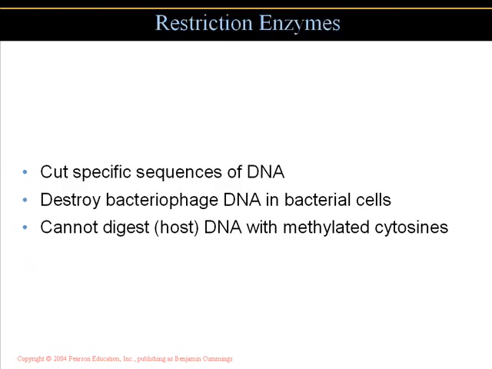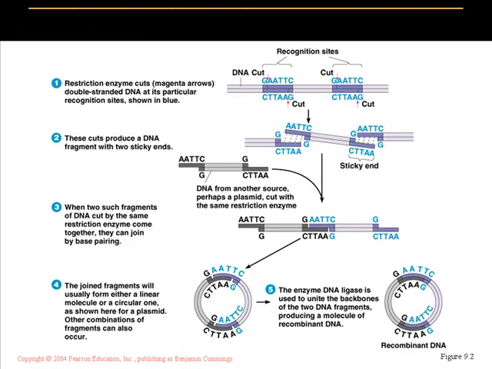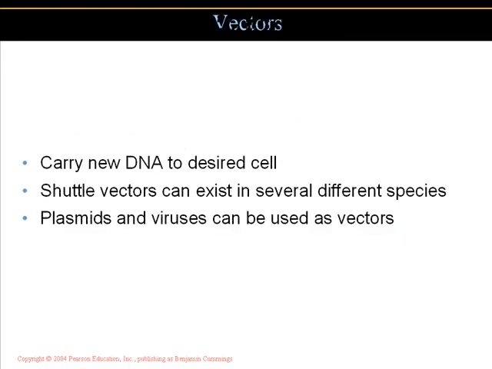Restriction enzymes, again, are used. One of the tools that's used in recombinant DNA. Restriction enzymes will cut specific sequences of DNA, destroying bacteriophages' DNA in bacterial cells. It cannot digest the host DNA because it's methylated. That methyl group methylates the cytosines, which prevents the host DNA from being destroyed.